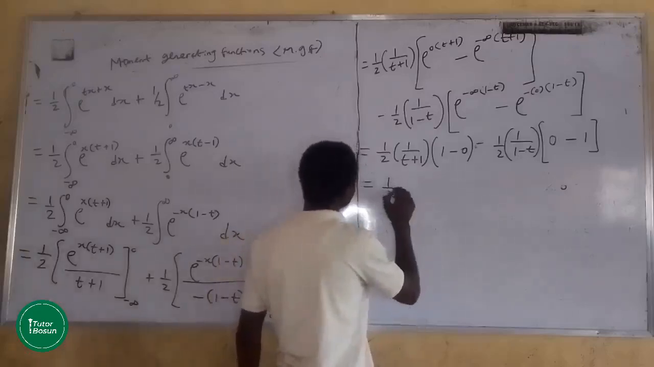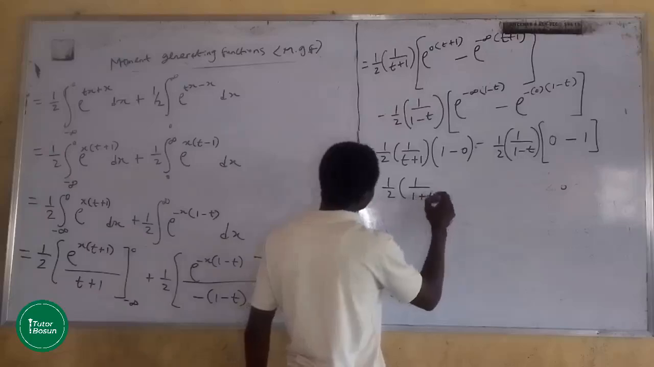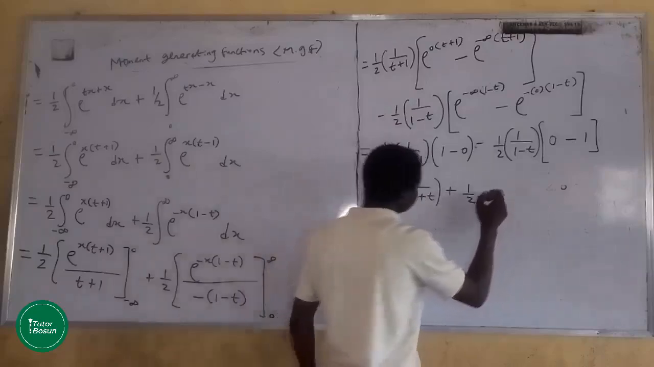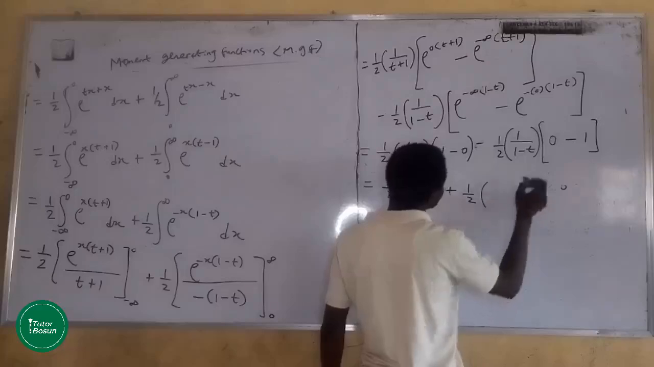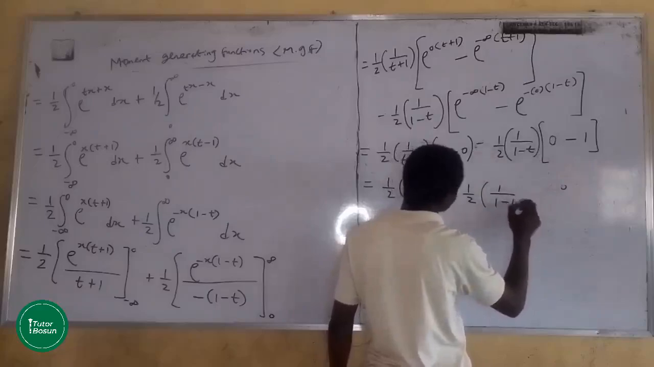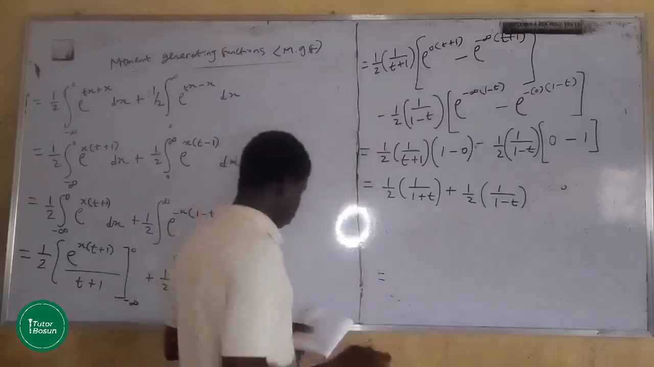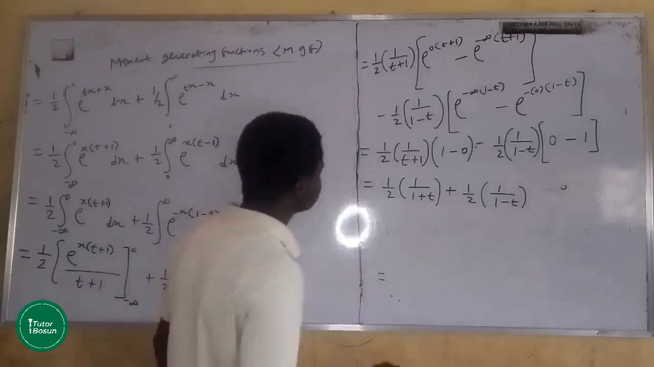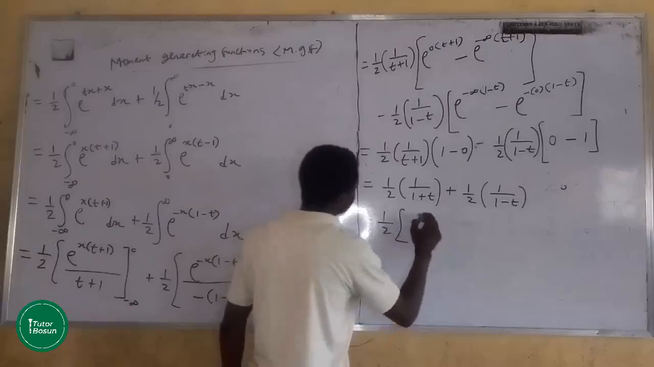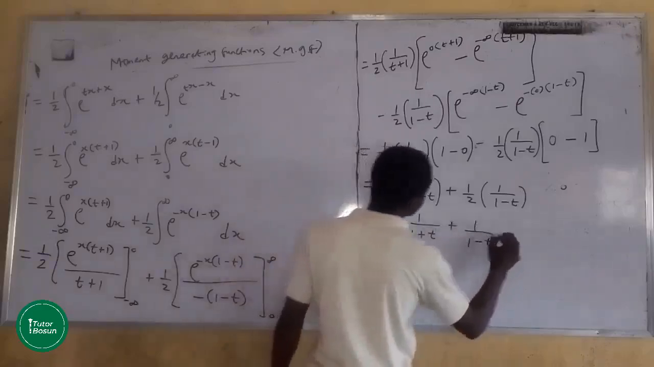So I'm left with 1 over 2 into 1 over 1 plus t, t plus 1 is 1 plus t, plus 1 over 2 into 1 over 1 minus t. So we can decide to bring out our 1 over 2. Here we have 1 over 1 plus t plus 1 over 1 minus t.